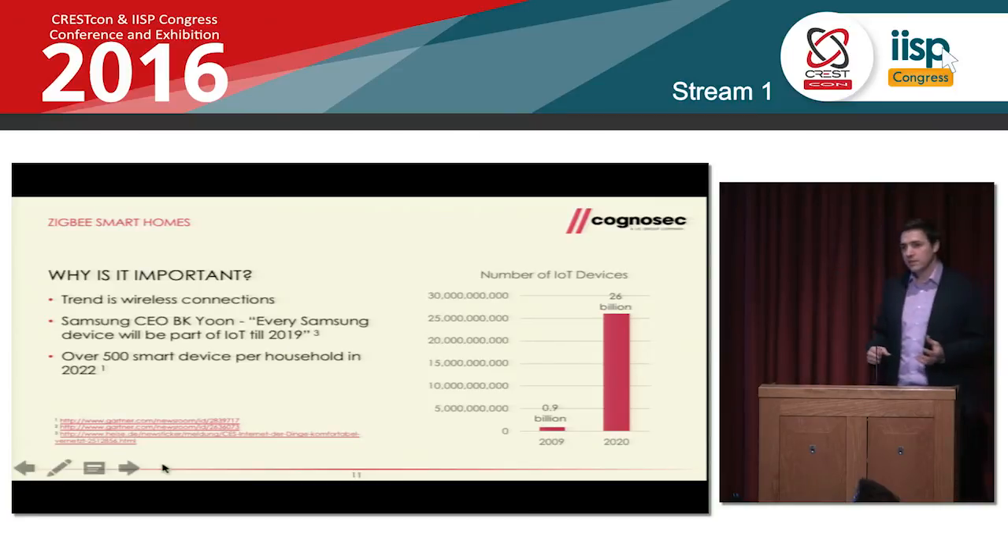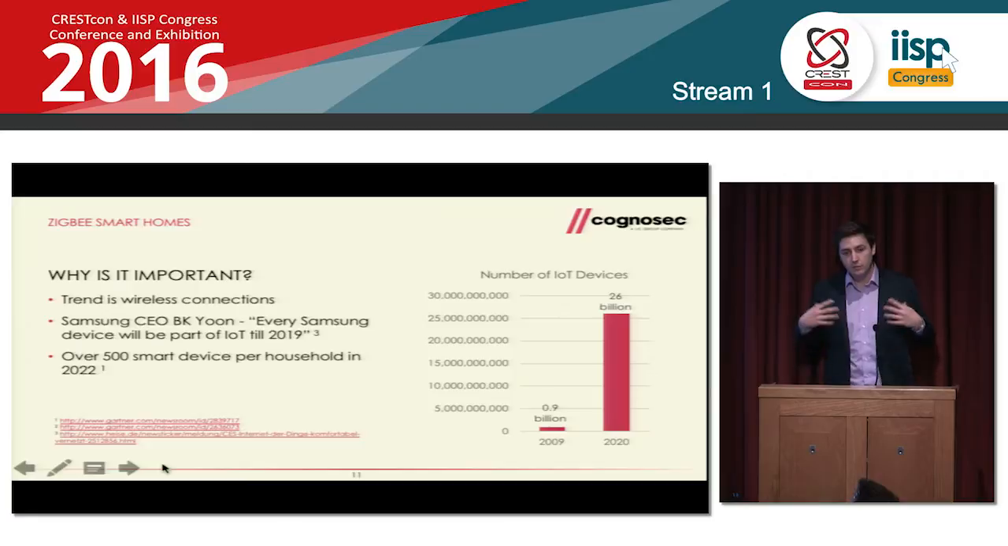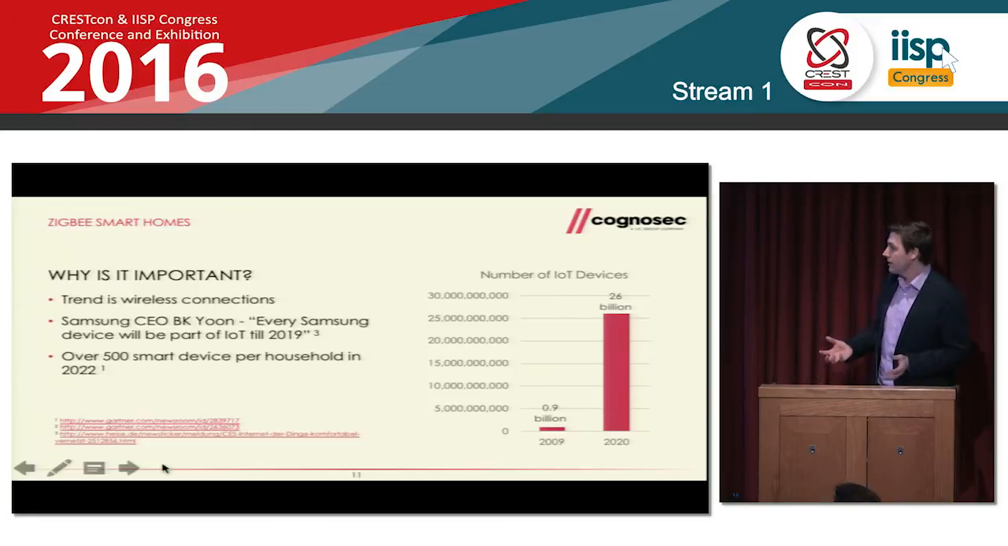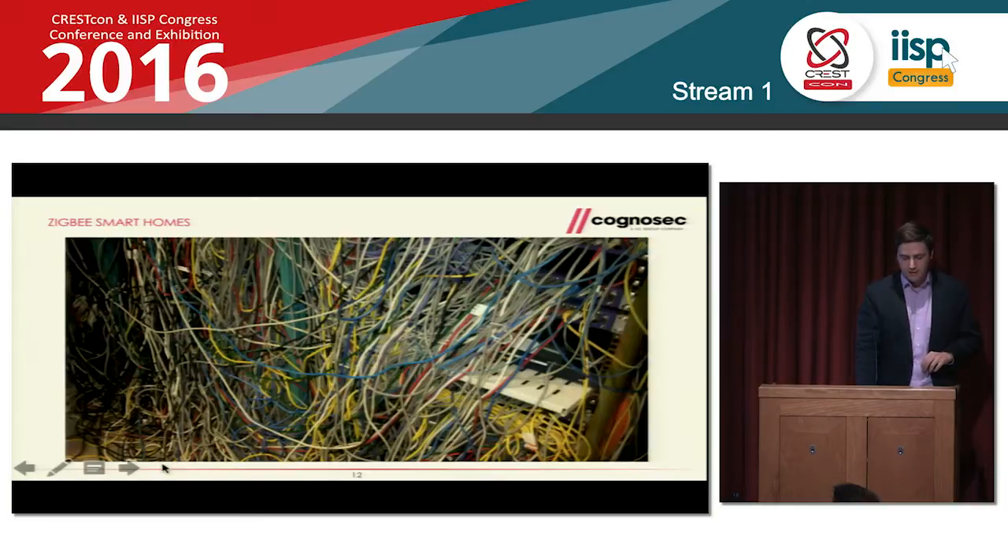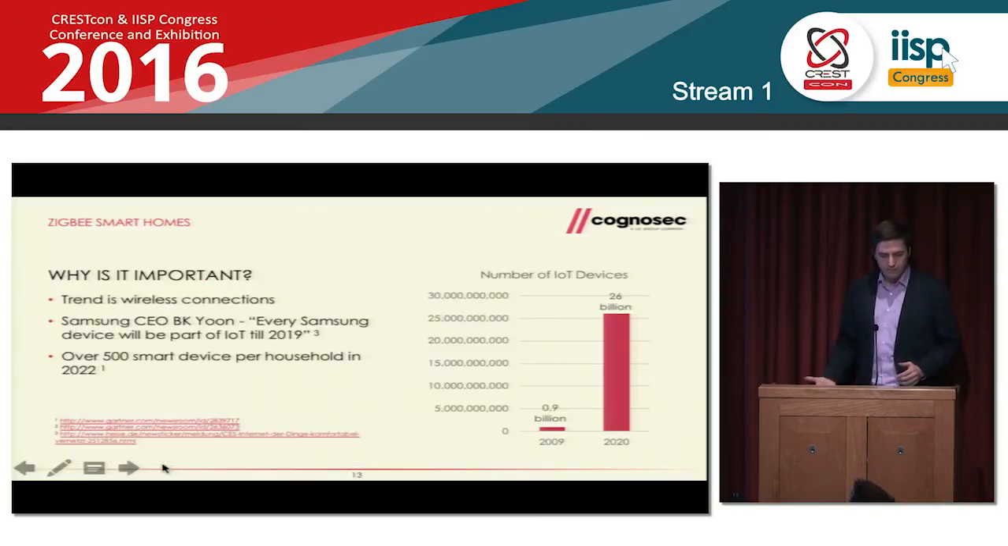Also very interesting is a quote from the Samsung CEO, from last year at CES. He said that every Samsung device will be part of the IoT by 2019. So that's also very interesting. Also, the big players are trying to move their products into connected smart devices. So that's just an example. If you try to wire it, that's just not a feasible way of connecting hundreds of devices.